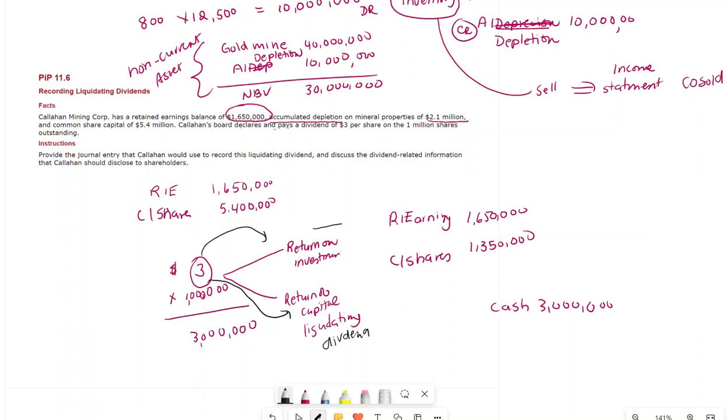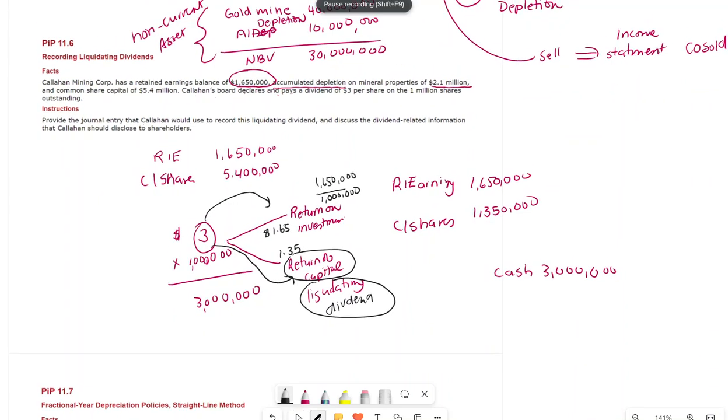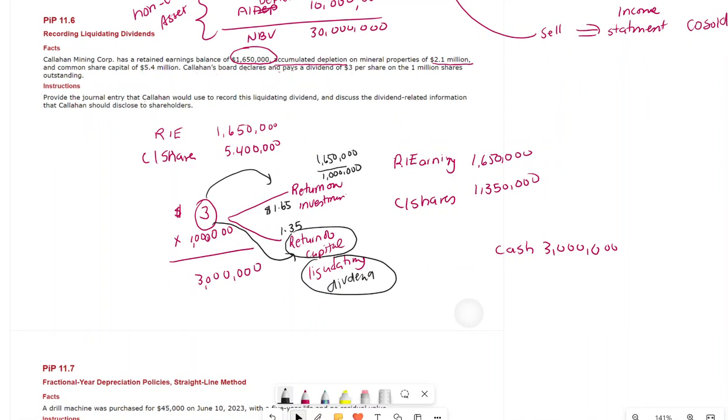If I were to do that in my retained earnings, I had 1.6 million, divided by the number of shares outstanding, we will have $1.65 as my return on investment, and then the rest will be called return on capital or a liquidating dividend. So that's what the question is. Did we provide a journal entry? Yes. And then what do we have to disclose? We have to tell our shareholders how much of the dividend is a liquidating dividend and how much of that is a return on investment.